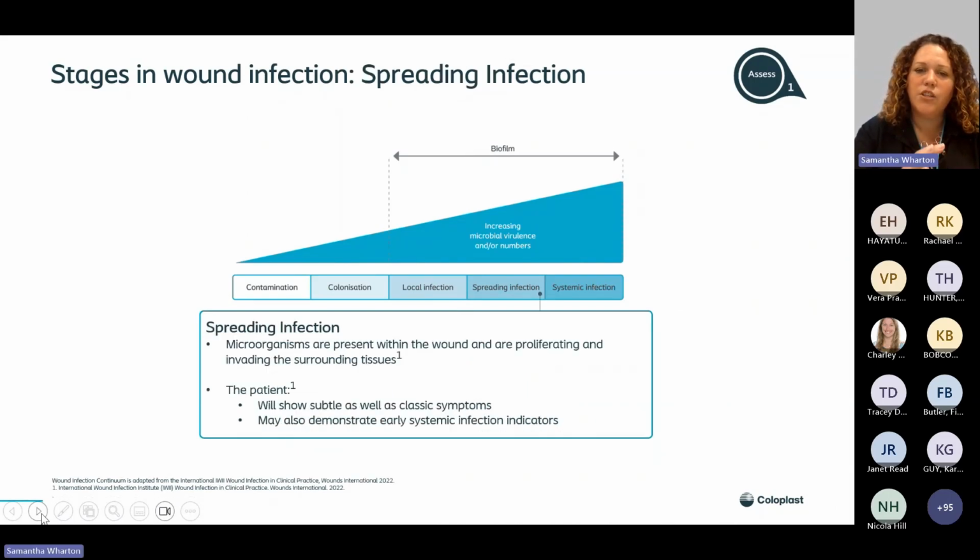Then we move on to spreading infection. This is where those microorganisms are proliferating even more, and they're starting to invade the surrounding tissue. So they're spreading further. The erythema is beyond 2 centimeters from the wound bed. The patient will show those subtle signs as well as the classic signs of local infection, but they may also demonstrate early systemic infection indicators: not feeling quite right, pyrexia, sweaty, clammy. We need to be doing something really effective at this point to stop them getting a systemic infection.